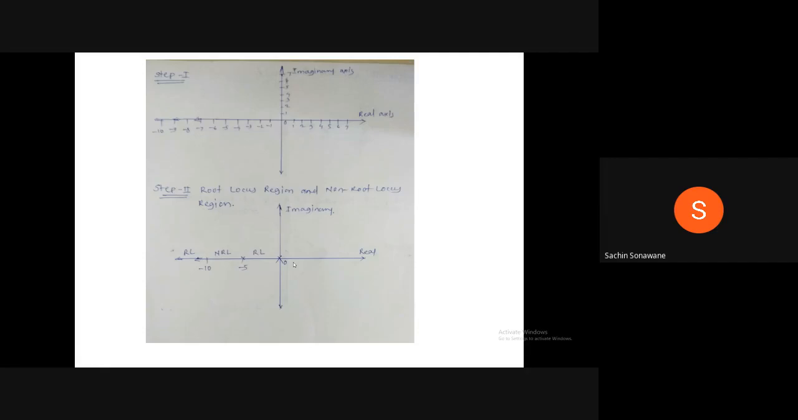Addition of poles and zeros is equal to 1. Therefore, it is an odd number. Since it is odd, between -5 and 0, root locus region exists. Now towards the right side of -10, the number of poles and zeros is equal to 2. Therefore, between -10 and -5, no root locus region. And from -10 to minus infinity, again root locus region exists.